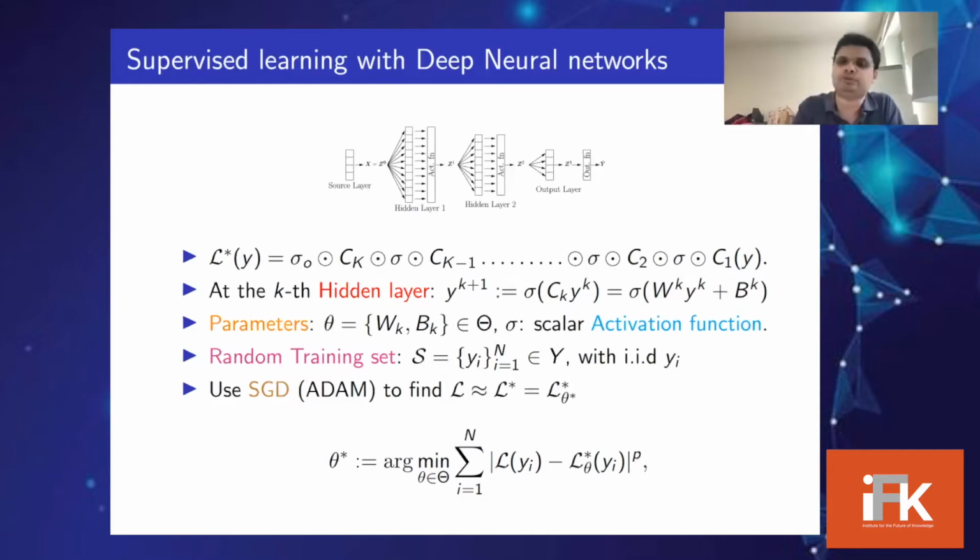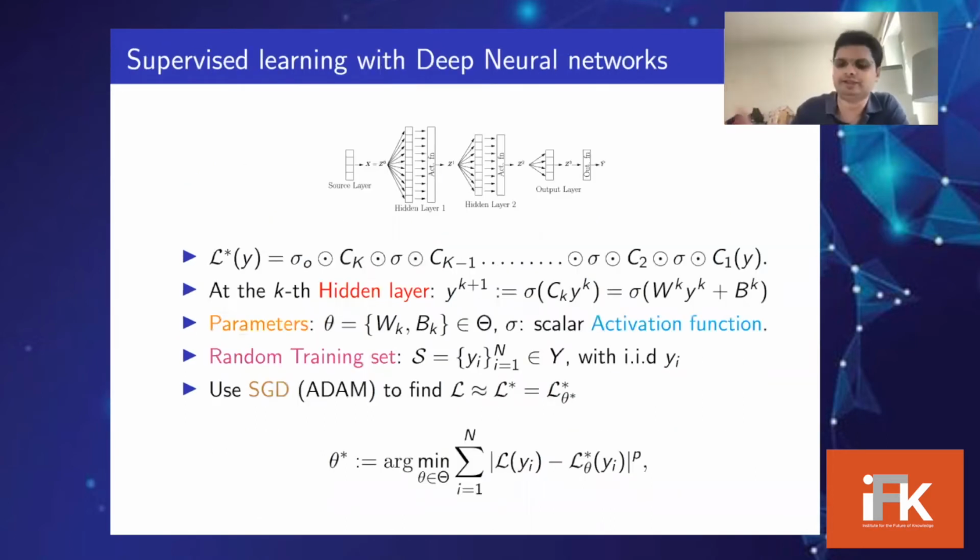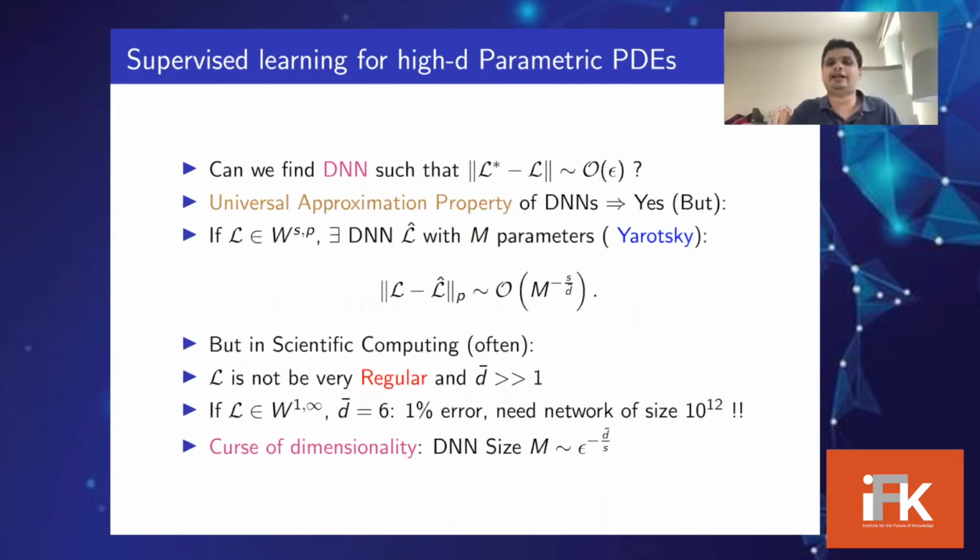And what we are going to do is to take this fairly straightforward machine learning and apply it in our context, which is to learn the fields and the observables corresponding to parametric PDEs. So these are functions. We can get data either by numerical simulations or by measurements. And what we're going to do is we're going to find neural networks which are going to fit this data well. This is a simple objective. Now the question is, can we do that, right? Can we find a neural network such that given my underlying function, solution of a PDE or an observable of a PDE, it is approximated to high accuracy?